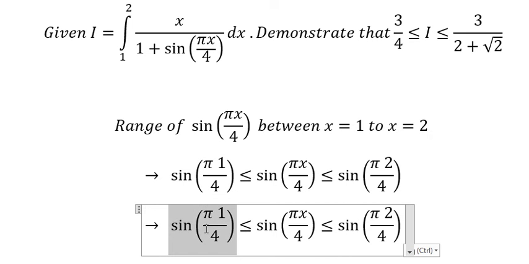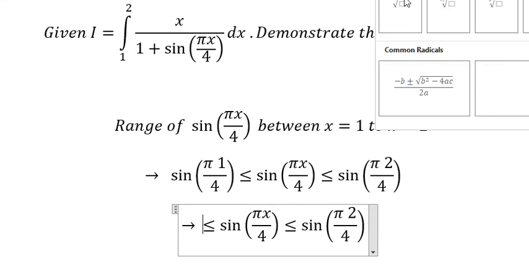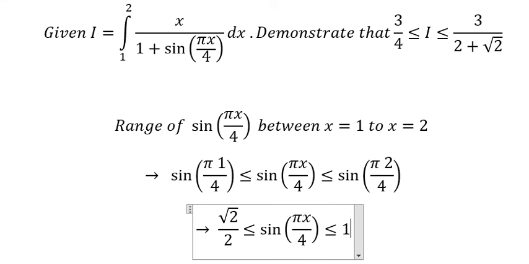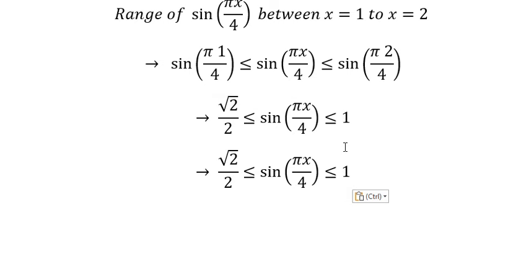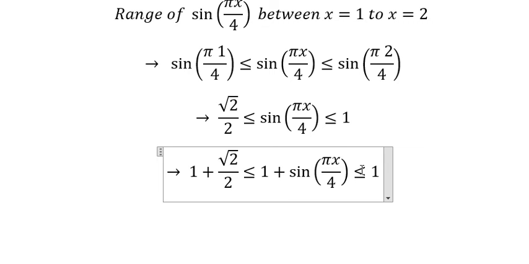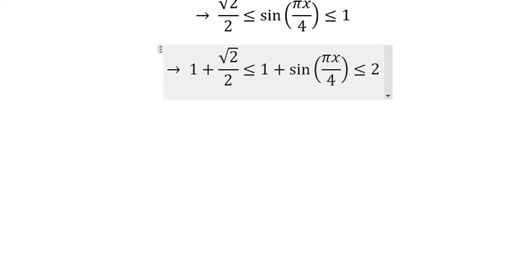So we calculate this one. We have the square root of 2 over 2. This one we have number 1. Next, we need to add number 1 to both sides. So this one we have number 2. And next, we put it into fractions. So they will be like this.